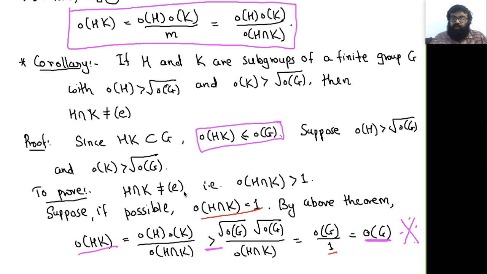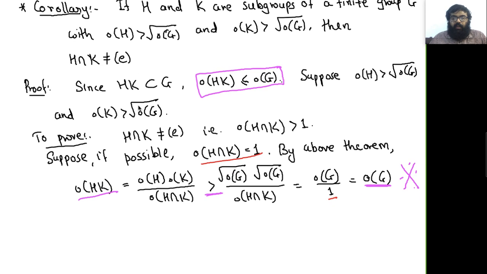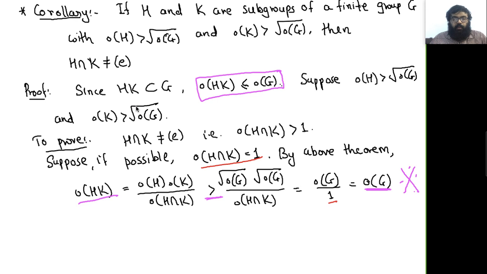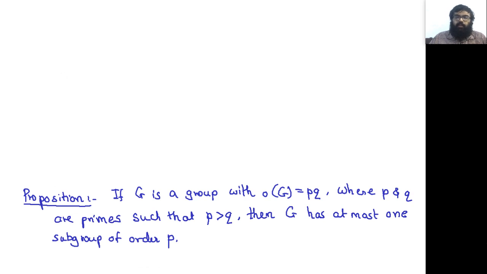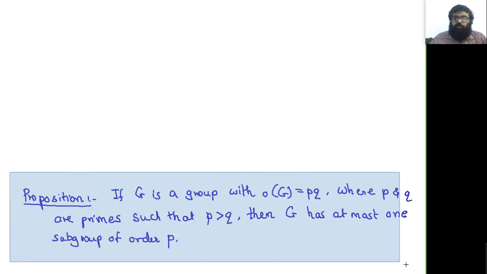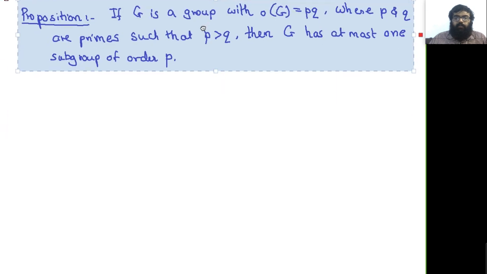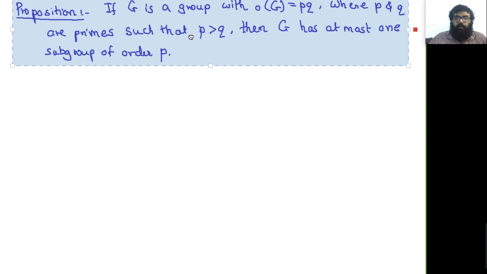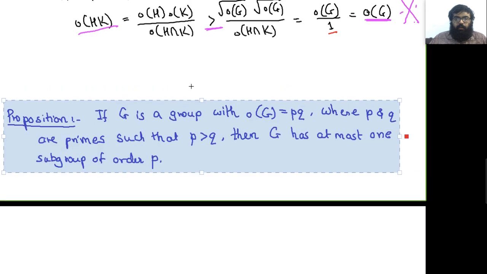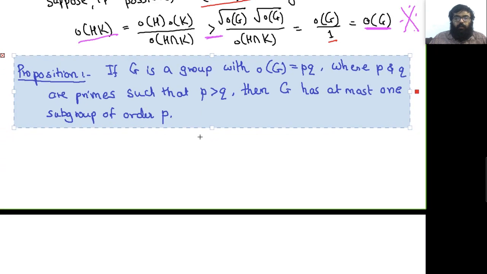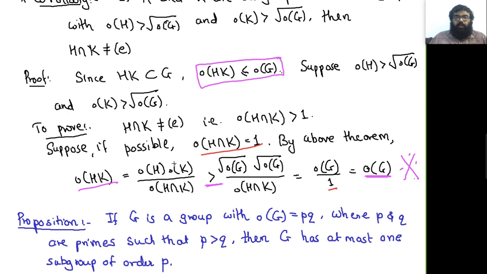That means H intersection K is non-trivial when both these groups, H and K, have order exceeding square root of order of G. Okay, so this corollary will help us in proving the proposition which we had stated. Let us bring this. Okay, so now we want this. Finally, this was our target. So as a consequence, we have this. Okay, right. So this is clear.